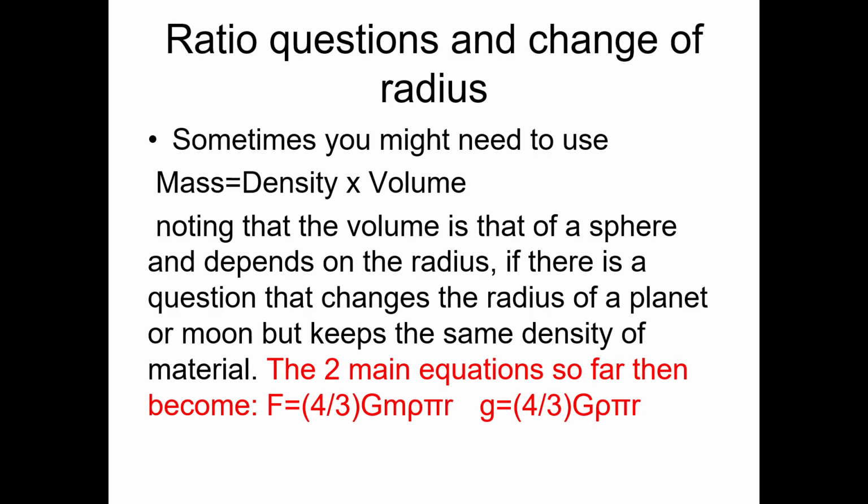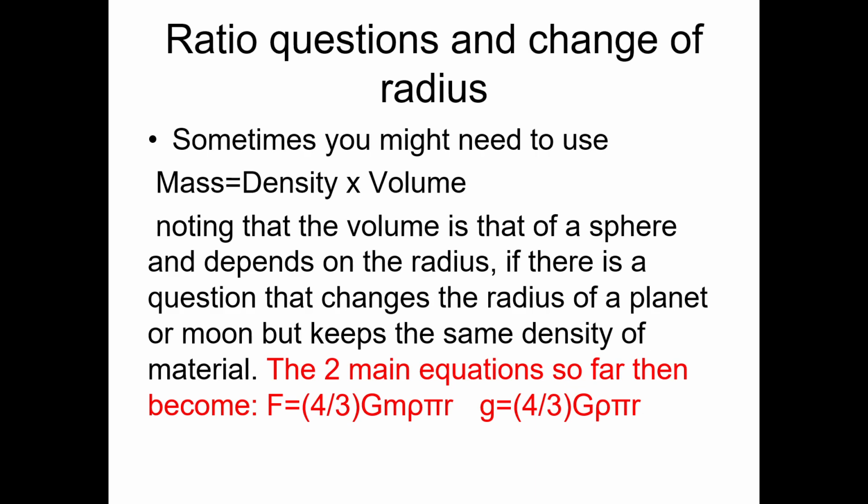So all you're doing there is replacing one of the m's in the force equation with density times volume, so rho times volume, and we're assuming a spherical geometry here, so 4/3 pi r cubed. There's an r cubed in the numerator and there'll be an r squared still in the denominator, so some of that cancels and you're left with a linear relationship in r.